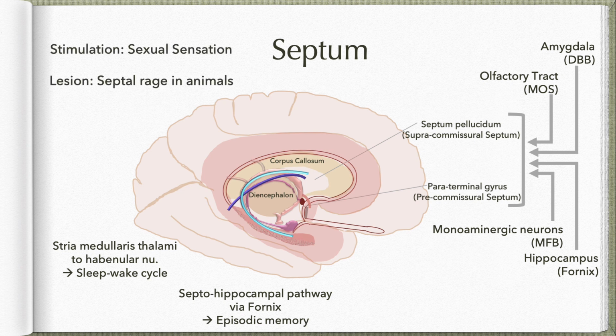Stimulating the septal nuclei results in sexual sensation in human beings, and lesion to the septal nuclei in experimental animals resulted in septal rage.